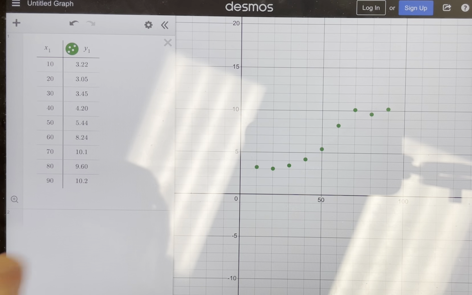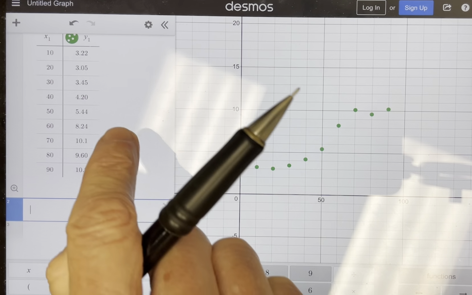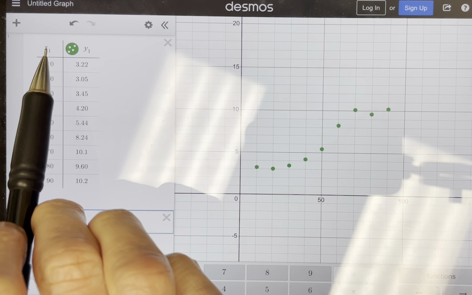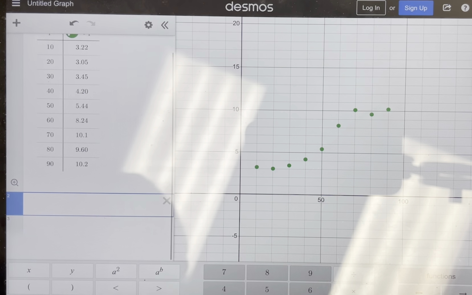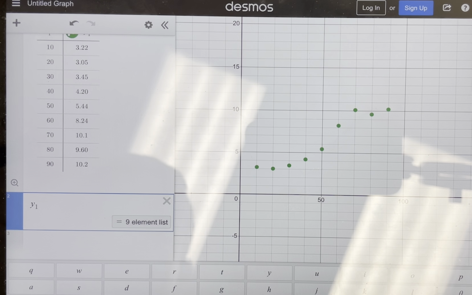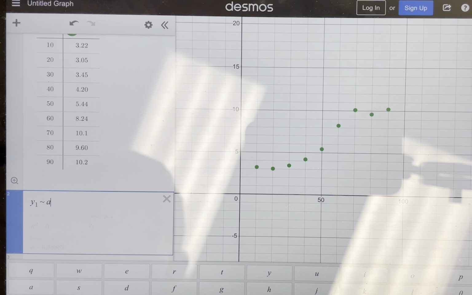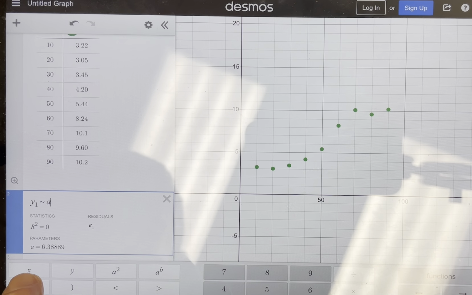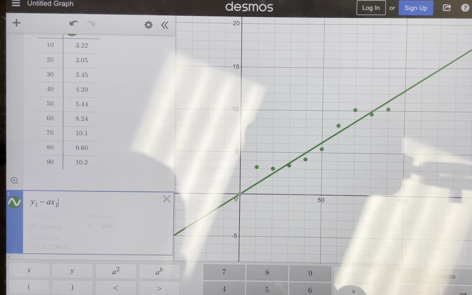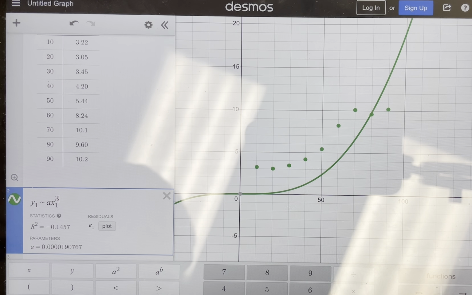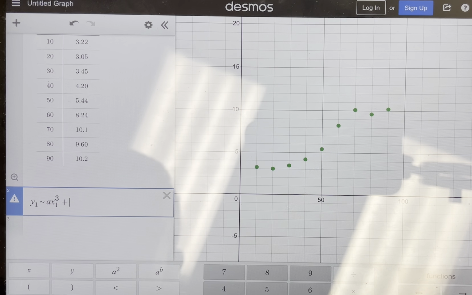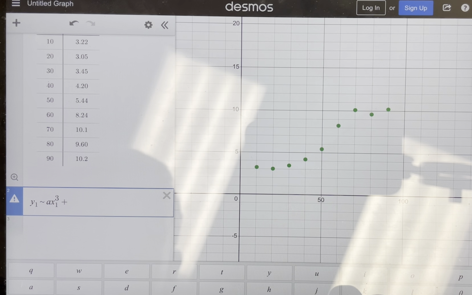So I'll go down here to row number 2. And again, let's note that my table headings are x1, y1, so I'm going to use y1 and x1 in my tilde equation. y1 tilde a x1 cubed, gotta get my letters right here, plus b x1 squared.